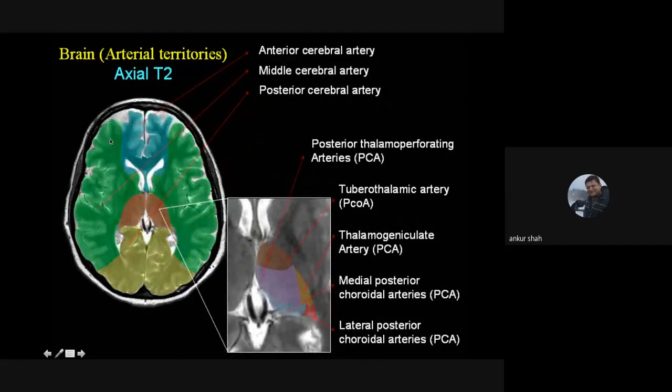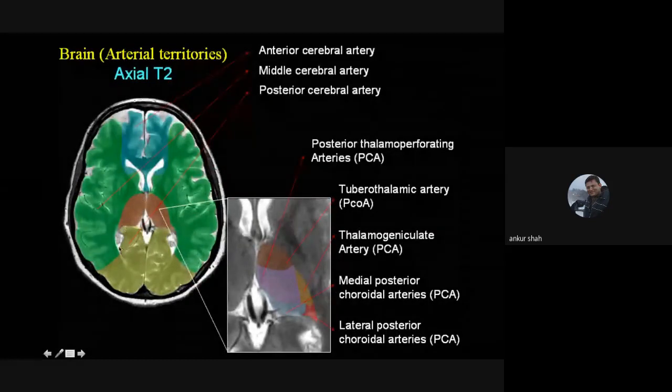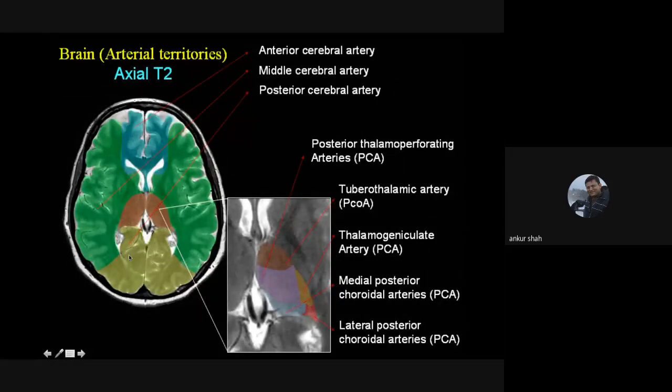As we come above, the large part is supplied by the middle cerebral artery. Almost the entire cerebral hemisphere, except the paramedian frontal lobe and the posterior temporal and occipital lobe, the rest all is supplied by the MCA. The entire basal ganglia is supplied by the MCA. Maybe a part of the caudate is sometimes supplied by the ACA.